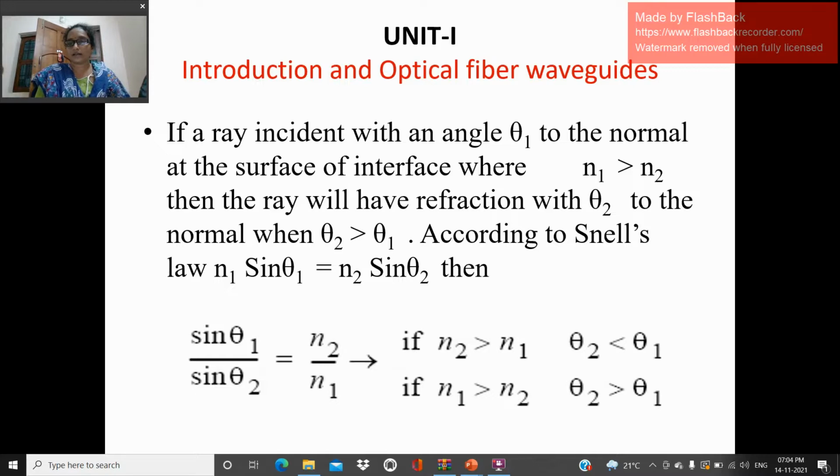If n2 is greater than n1, theta 2 is lesser than theta 1. If n1 is greater than n2, theta 2 is greater than theta 1. Here it is the condition for Snell's law. Theta 1 represents the normal incident ray angle, and theta 2 represents the refracted angle. n1 represents the first refractive index, and n2 represents the second refractive index.